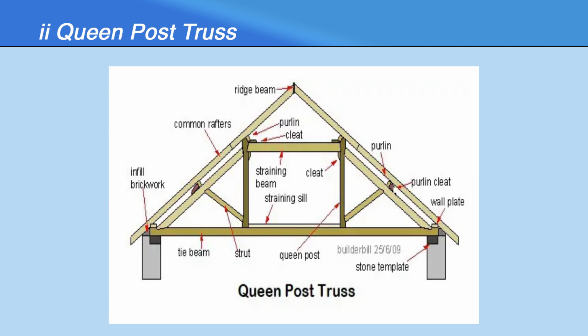Here in this photograph, 2 queen posts are provided, a horizontal sill is provided, and at the top also a horizontal beam is provided. Struts are also provided which will support the common rafters. So by providing extra horizontal supports, we can use spans up to around 15 meters and more.